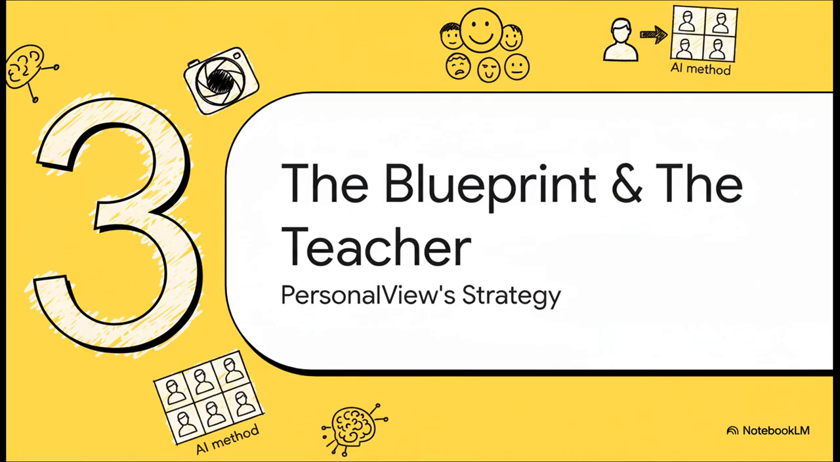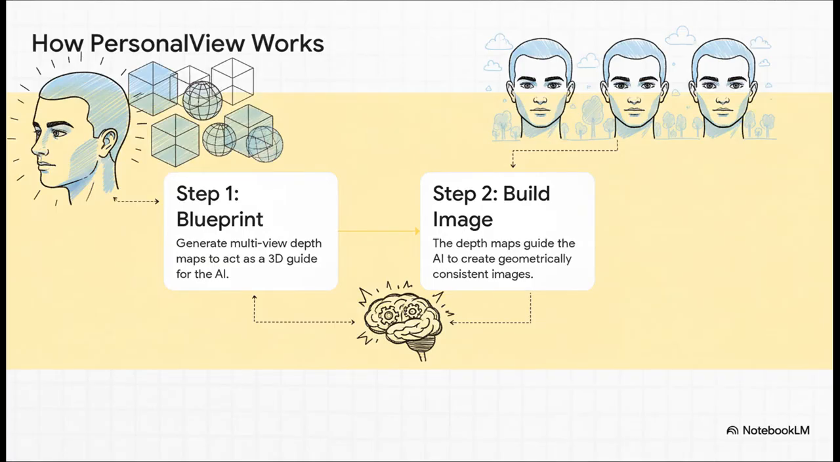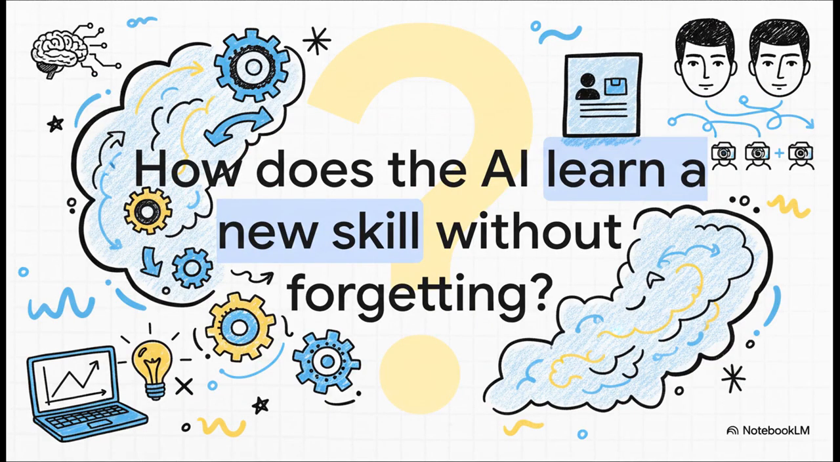Well, their method, PersonalView, uses this really clever two-part strategy. You can think of it as the blueprint and the teacher. First up is the blueprint. So from that single photo, PersonalView generates these simple multi-view depth maps. You can see them right here. They aren't detailed images. They're basically a 3D guide for the person's pose. This blueprint tells the main AI exactly how the person should be oriented in space, which makes sure the geometry is always correct. But here's the thing.